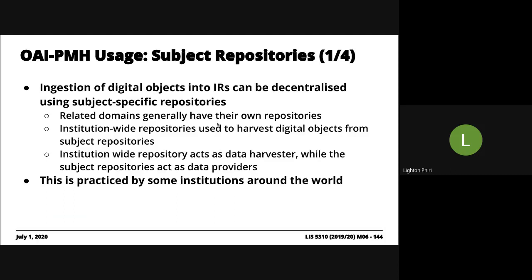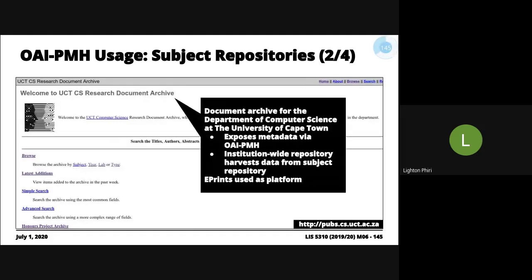So the idea behind the subject repositories is you can come up with these repositories in different schools and then synchronize the content to the main institution-wide repository. An example is the subject repository at the University of Cape Town. I've been using this a lot, right? So content from here can be synchronized with the main institution-wide repository using the OAI-PMH protocol.